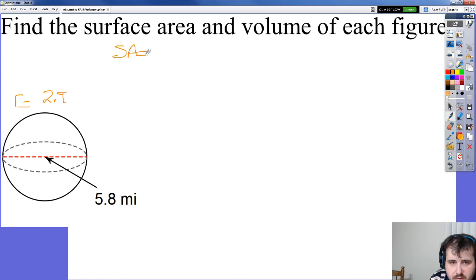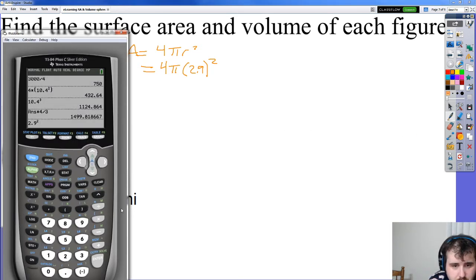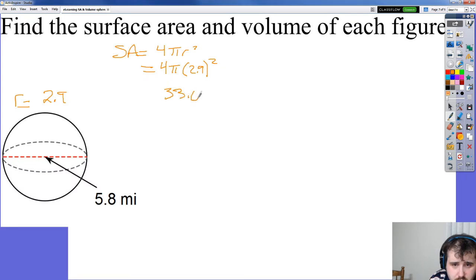Find the surface area first. 4 pi r squared. Well, what's r but 2.8? No, 2.9, I'm sorry. And then 2.9 squared times 4. We get 33.64 pi miles squared for surface area.